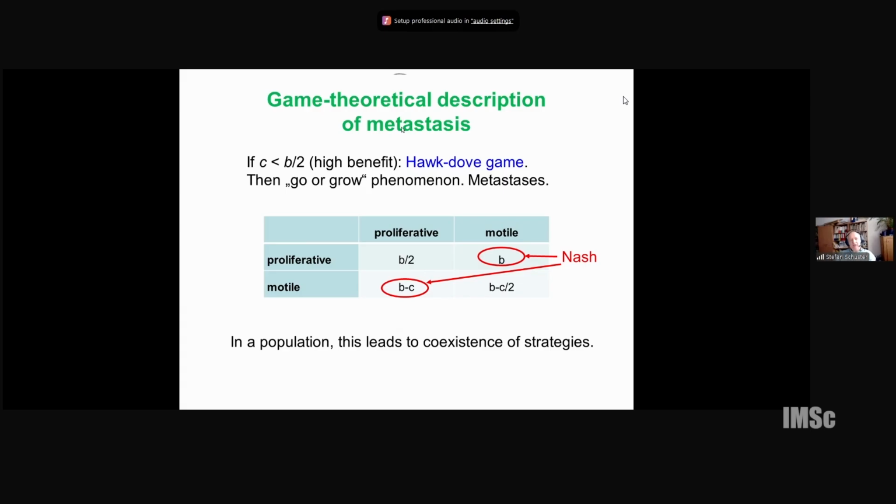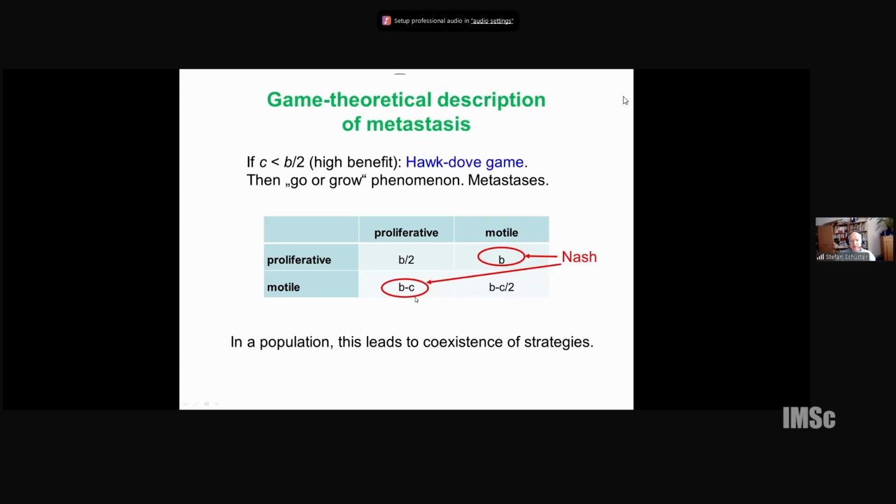So in the metastasis game, the Hawk-Dove game occurs if the cost is less than B half, which means high benefits. B is then larger than 2C, so the high benefit case. And in cancer biology, this is called the go or grow phenomenon: either grow, proliferate, or go away. And this means metastasis occurs.